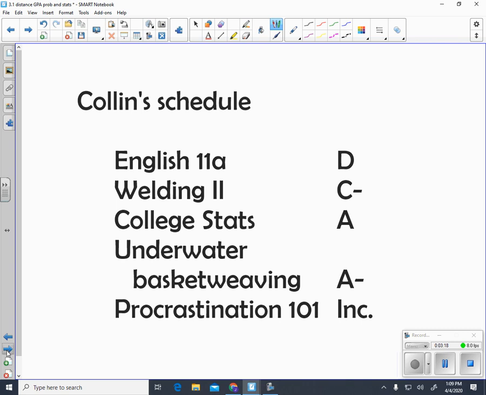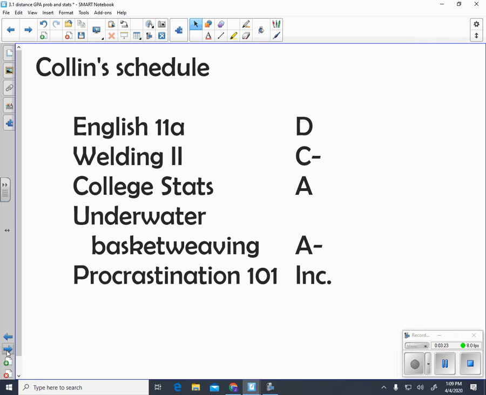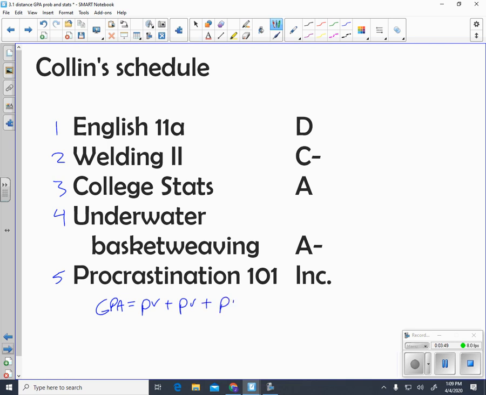So here's a really good example, Collins' schedule. I'm going to slide this up a little bit. Collins' schedule and his grades that he earned. Now, in this scenario, let's see, he has 5 different classes, right? 1, 2, 3, 4, 5. And so I'm going to use 5 PV terms, my expected value, which is my grade point average. I'm going to have 5 PV terms because there's 5 courses. And I'm just going to go down the courses one at a time from top to bottom.